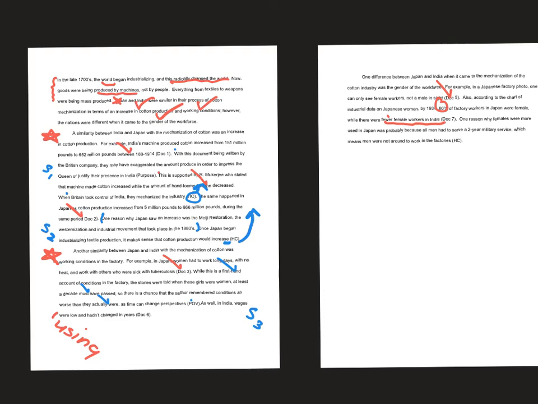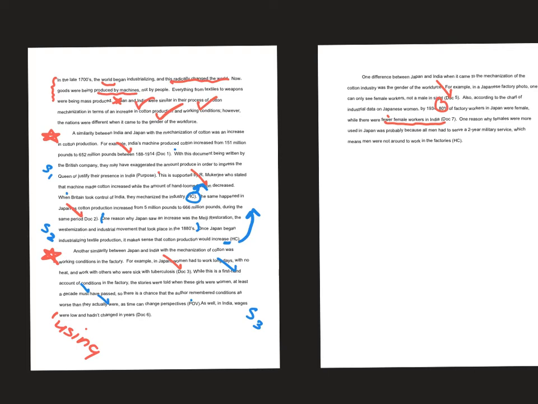Now here, as I change back to my blue sourcing pen, we also see another attempt at sourcing. And they say one reason why females were more used in Japan was probably because all men had to serve a 2-year military service, which means men were not around to work in the factories. Now, that would count for historical context. It could be a little stronger, but it's okay. But they've already got 3 sourcings, and they don't need another sourcing.